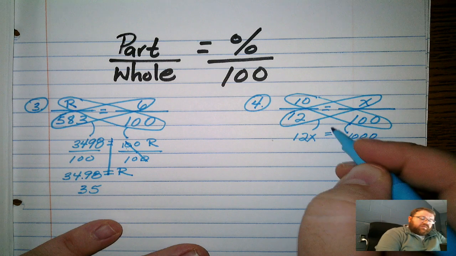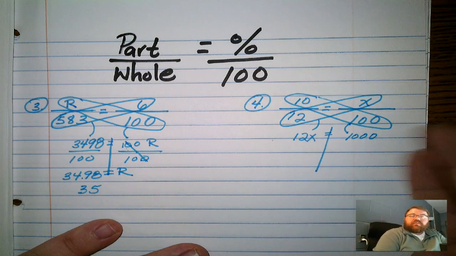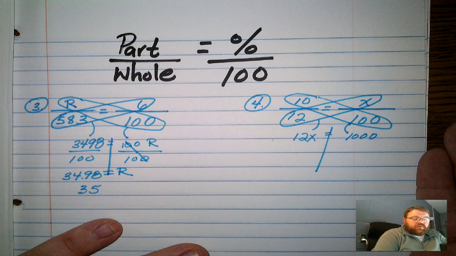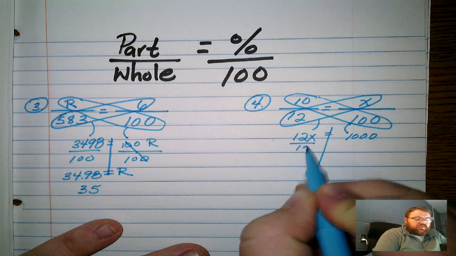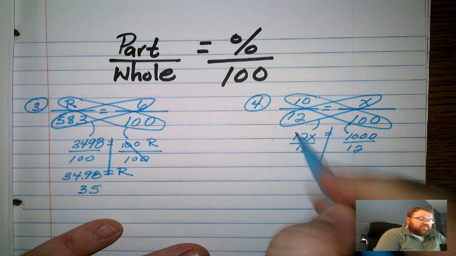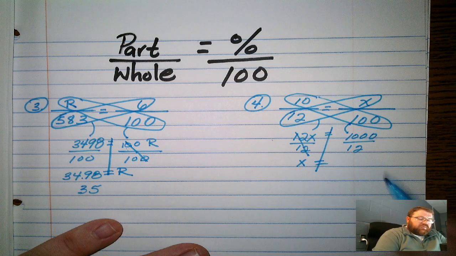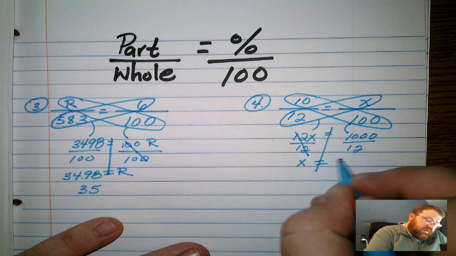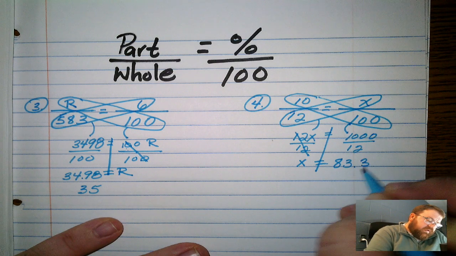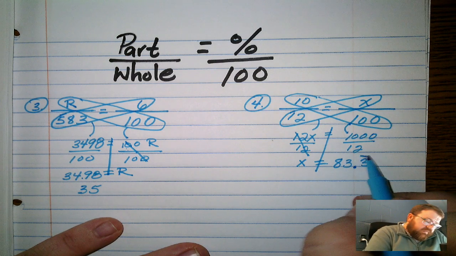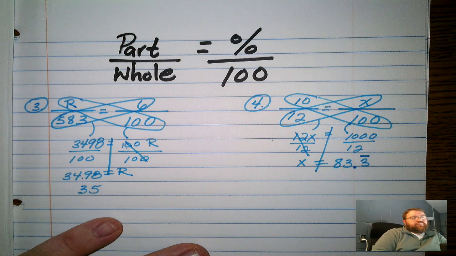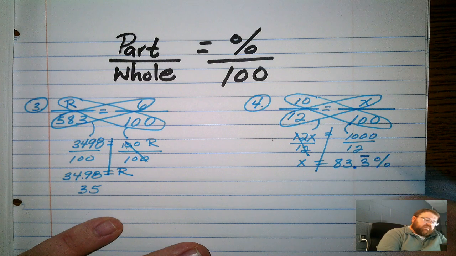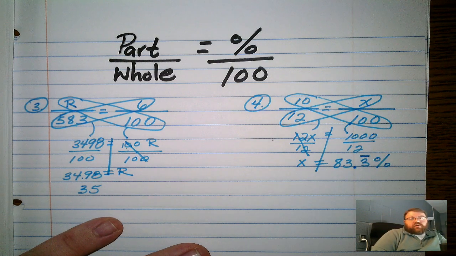One-step equation here. So the 12 is trying to multiply. Inverse operation for multiplication is division. I'm going to divide both sides by 12. X is equal to 1,000 divided by 12. So we have 83 and a third, and this is repeating. So I'm going to draw the line there. So 83 and a third percent of the eggs are not cracked.